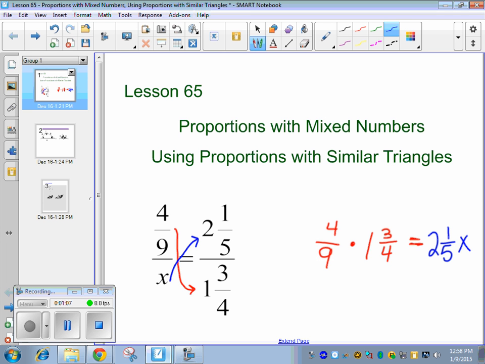What should we do next? Yeah, Kendra. Change them to improper. Yep, exactly. So I want to make this one improper. So I have 4/9. And if we make this improper, Aiden, what do we get? 7/4. Yeah, 7/4. Okay, and if I make this one improper, Randy, what do I get? Yeah, 11/4. Good. Nice. All right.